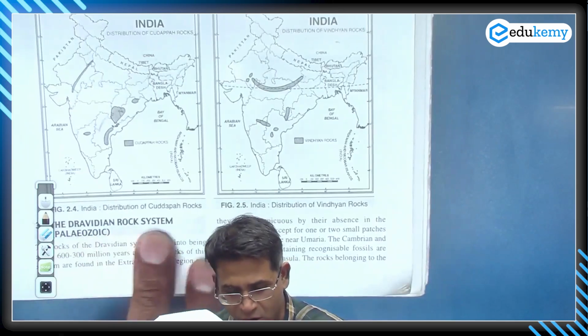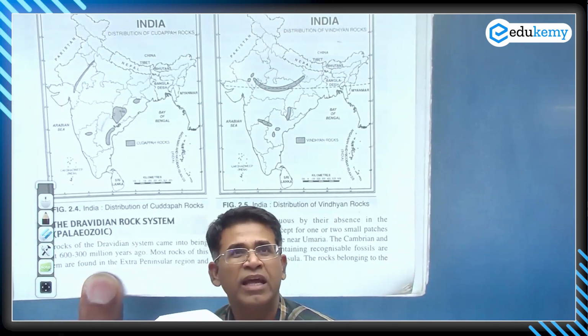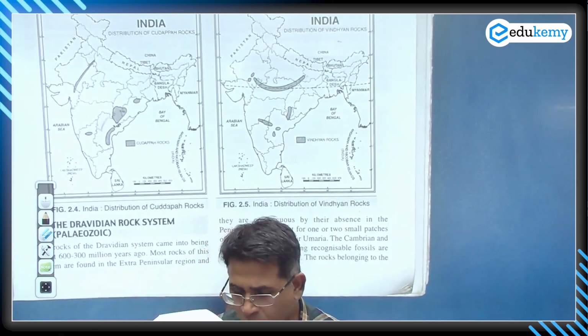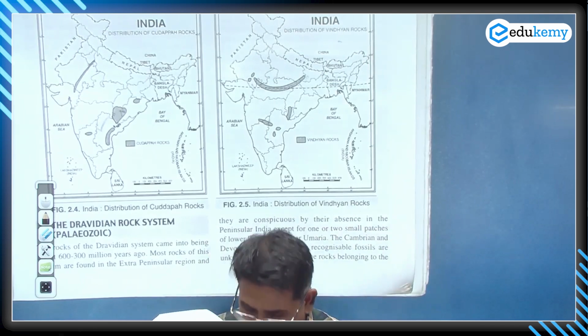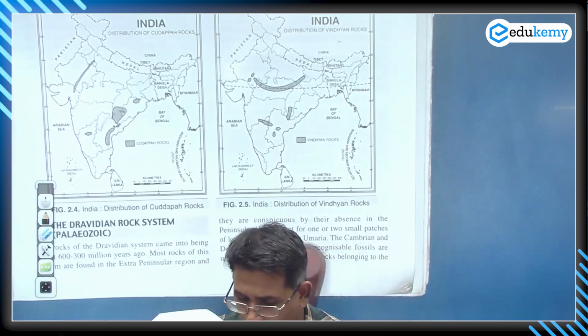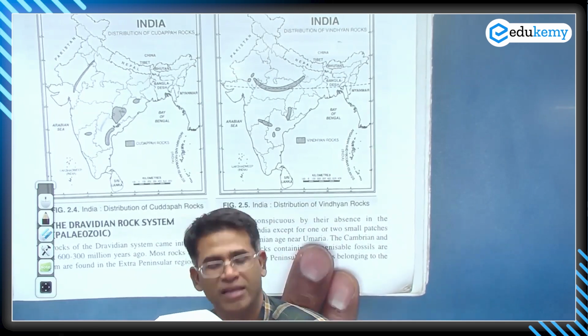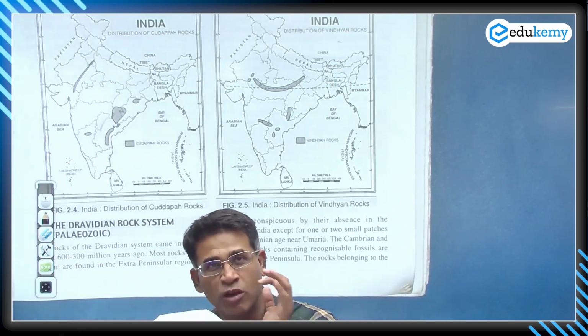Here it is. The Dravidian rock system. Like most rocks of these systems are found in extra-peninsular region, and they're conspicuous by their absence in the Peninsular India, except for 1 or 2 small patches of lower Permian near Umaria. Umaria in parts of MP. ये वाला rock पूरा absent on the plateau. You find it some parts of Himalayas.